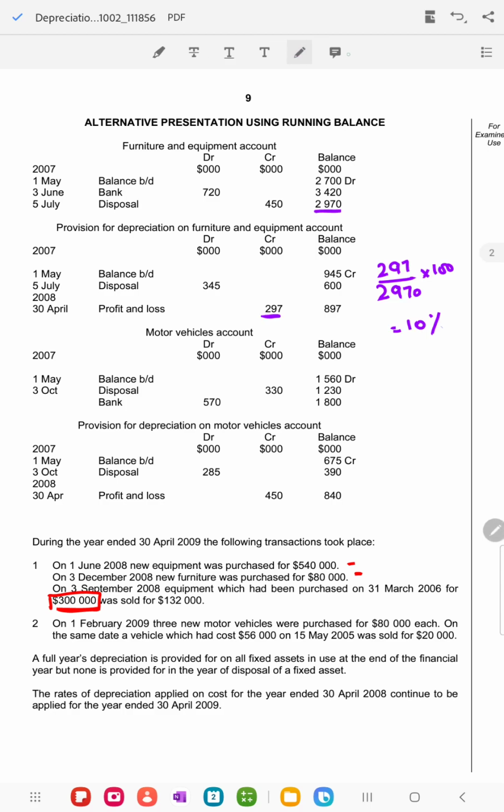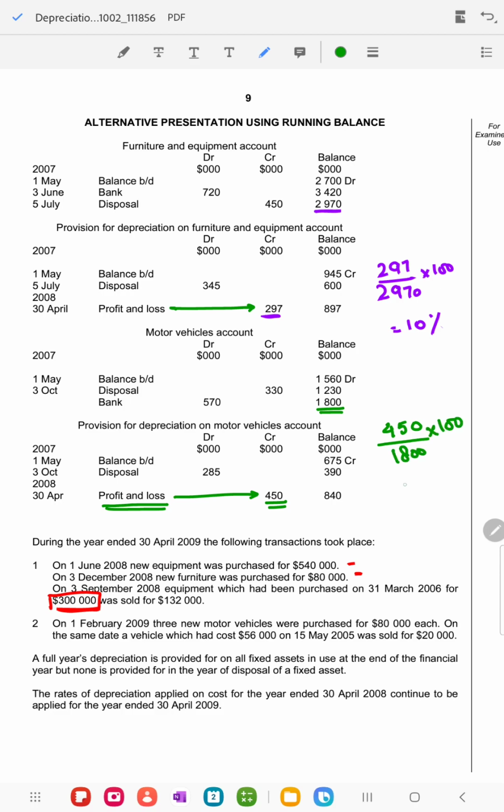Let's talk about the other one, the motor vehicles account. Again, the closing balance is 1800. The depreciation applied, because it says profit and loss, means this is the depreciation applied. Same as here also. So 450 upon 1800 multiplied by 100 will give me 25%.